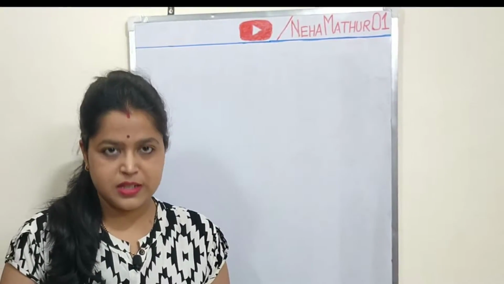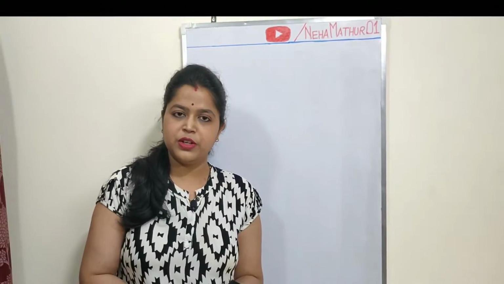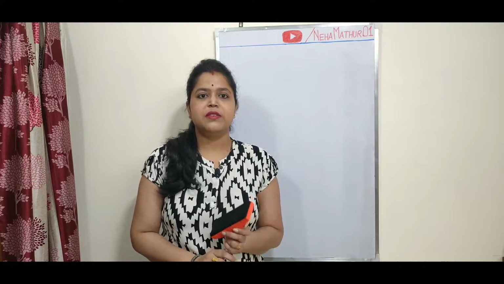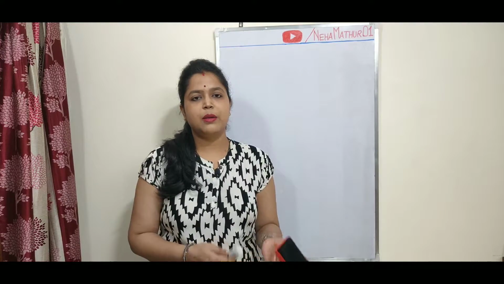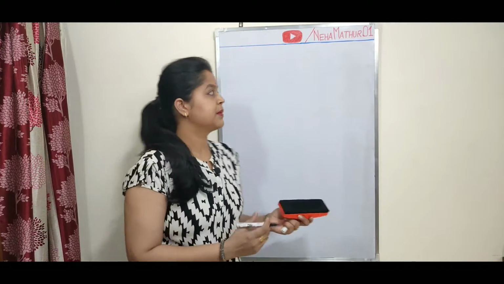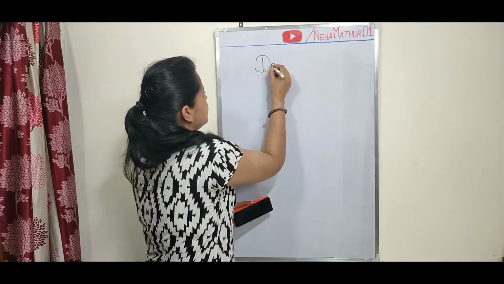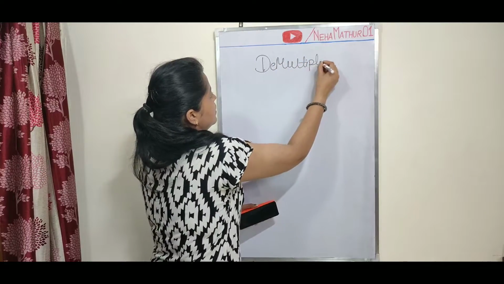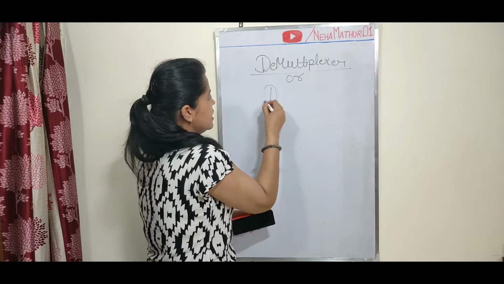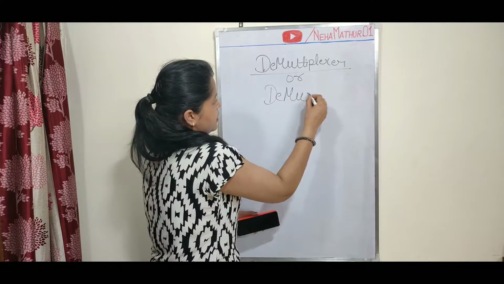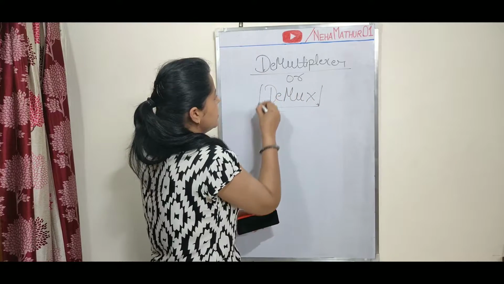Hello students, this is Neha Mathur and today in this video I will let you know about demultiplexer. Demultiplexer, which is also a type of combinational circuit, or you can consider it as an example of combinational circuit. So today we will study about demultiplexer, or you can say DMUX. DMUX stands for demultiplexer.